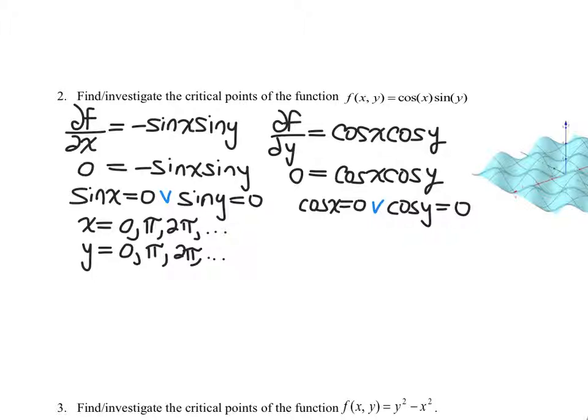Cosine has to be equal to 0. Oh, I already wrote the cosine. Pi over 2, 3 pi over 2, maybe some negatives if you want, but let me just focus on the positives. 5 pi over 2, and so on. Same thing for the y's.